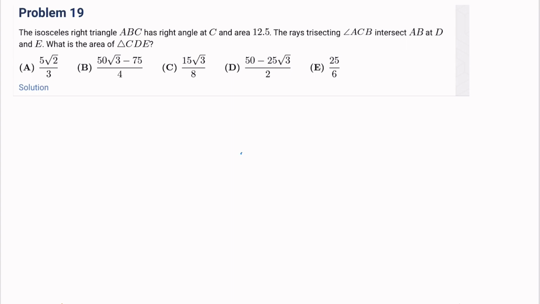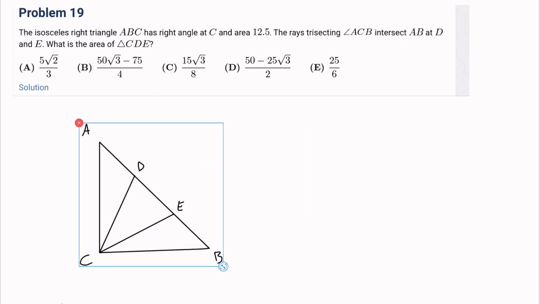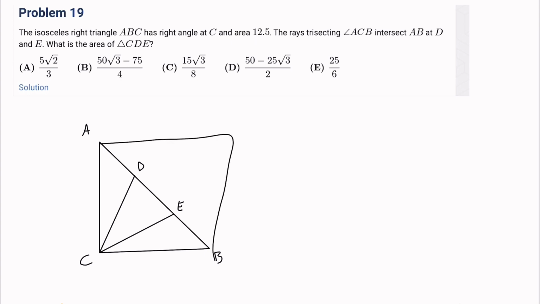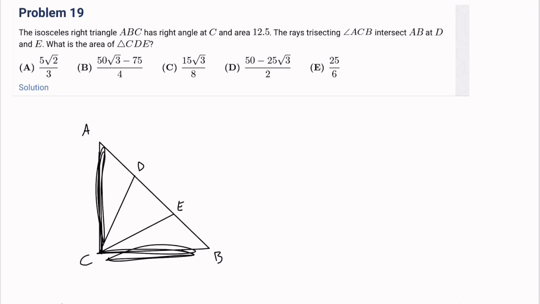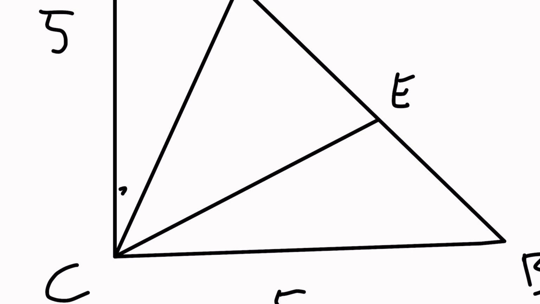Okay, so we have the isosceles right triangle right here. And as you can see, it has a right angle at C. And the area is 12.5, and so since the area is 12.5, that means the whole square would have had an area of 25, right? And so that means each leg of the right triangle is root 25, which is 5. So this is 5 and this is 5. And the rays trisecting angle ACB, so since ACB is trisected, this means that this is 30 degrees, this is 30 degrees, and this is 30 degrees.